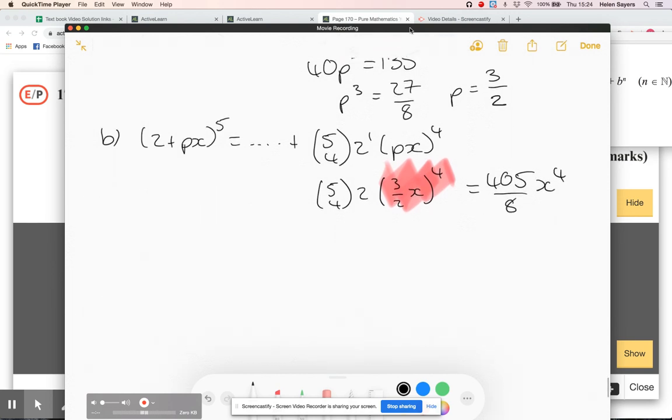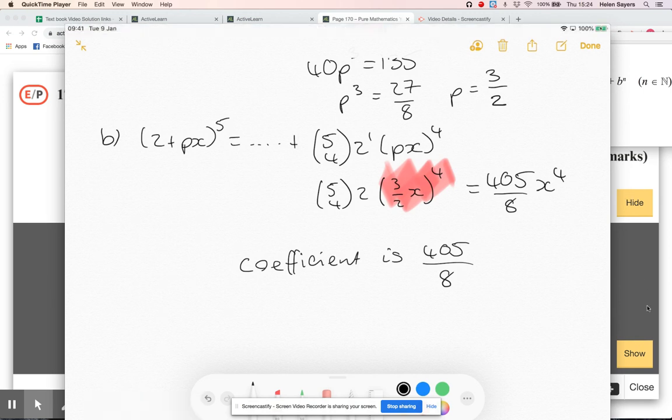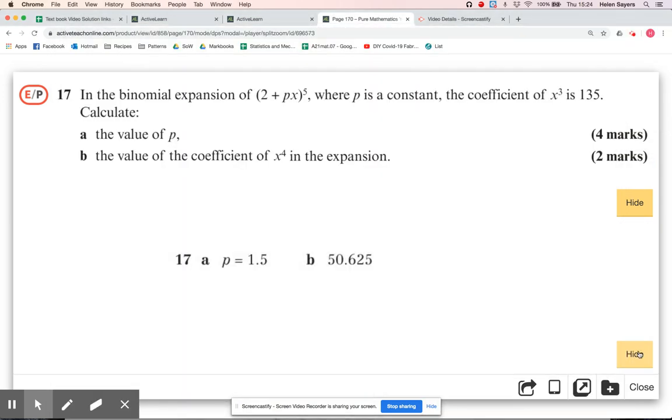But the question was, what's the coefficient? So I do need to write that as a separate answer without the x to the power of 4. I'm just going to check that because I think I might have typed something wrong in at the end there. Okay, let's see. I think that's the same. Let's just check. 50.625, yeah, very good.